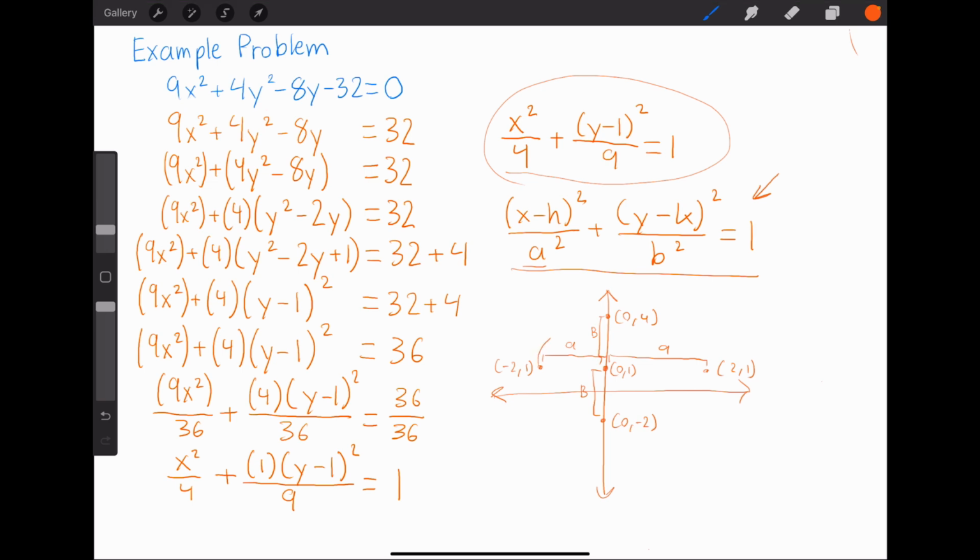And there we go. We now have our ellipse graphed because we were able to transform 9x squared plus 4y squared minus 8y minus 32 equals 0 into the standard form of an ellipse, x squared divided by 4 plus (y minus 1) squared divided by 9 equals 1, which allowed us to graph this ellipse with great ease.